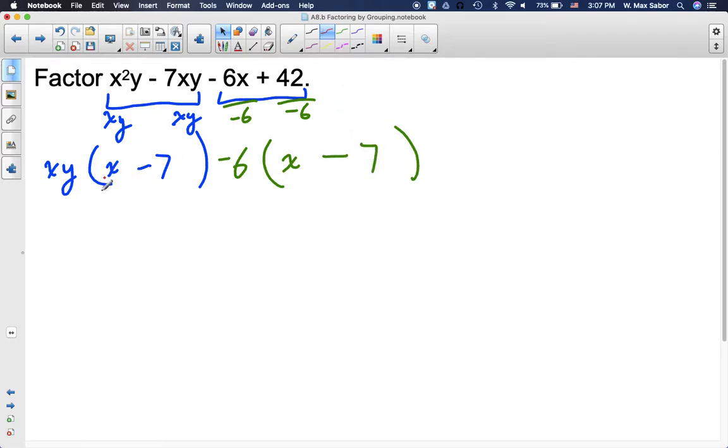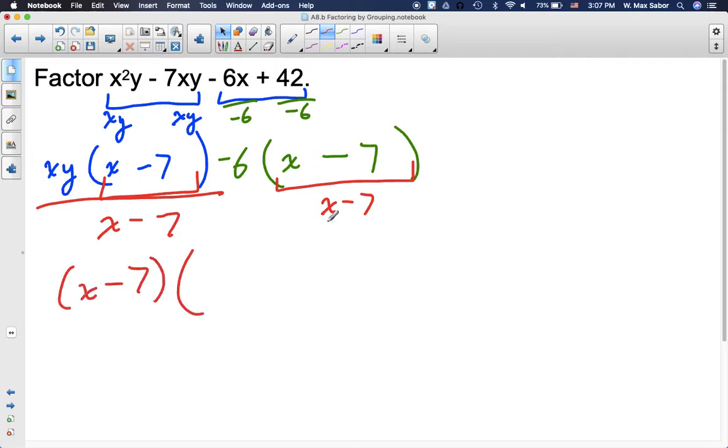Now we've done it right because you see x minus 7 in both cases. So we'll divide by x minus 7, as we factor out x minus 7. And what's left is xy minus 6.